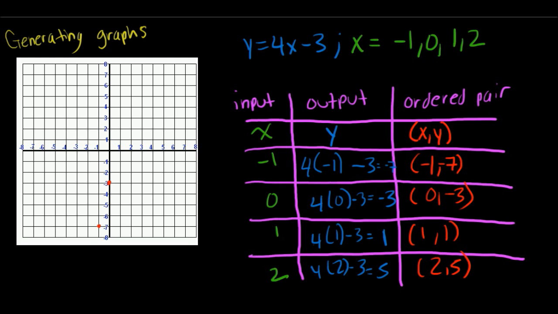Now you want to start at the origin again, go 1 unit to the right and 1 unit up. That's going to be your third point. And your final point, you want to start at the origin, go 2 units to the right, and then 5 units up. Now you want to connect the dots with a straight line in order to produce the graph.